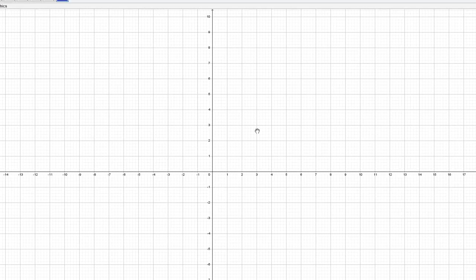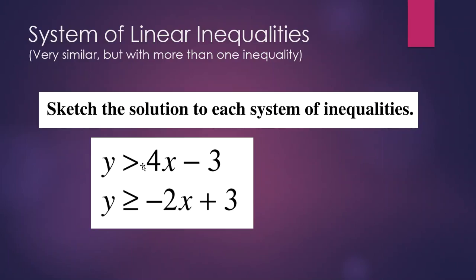And I'm going to jump over here to GeoGebra, and I'm going to use this program to create a graph. The inequality was y is greater than 4x minus 3. What does the minus 3 represent in this first inequality?